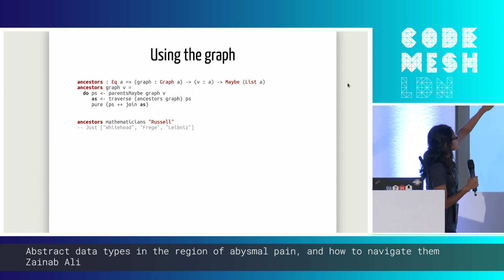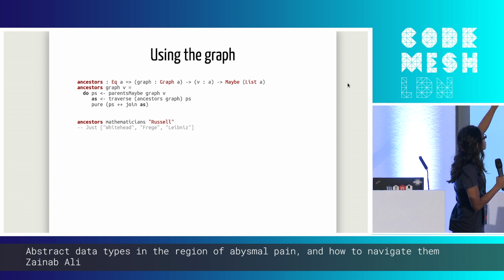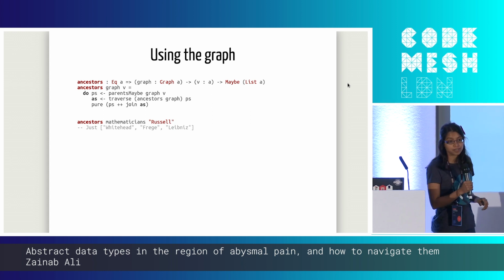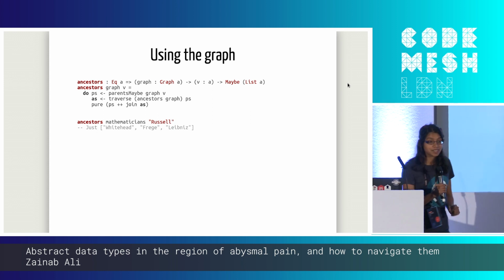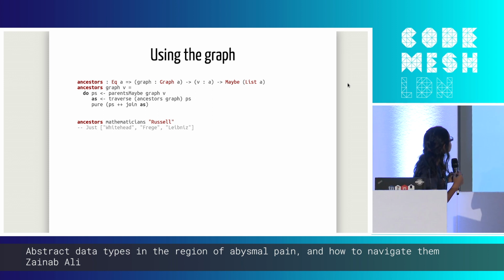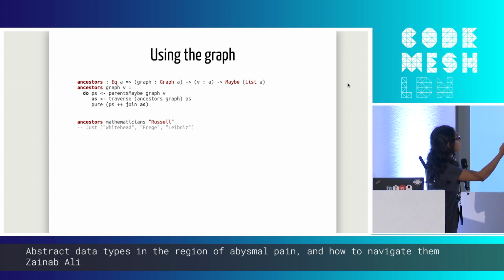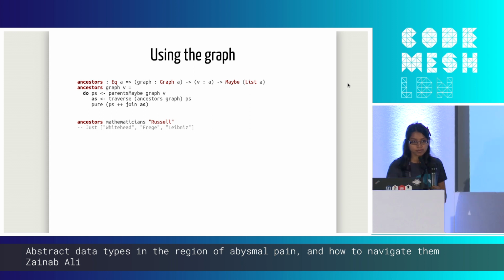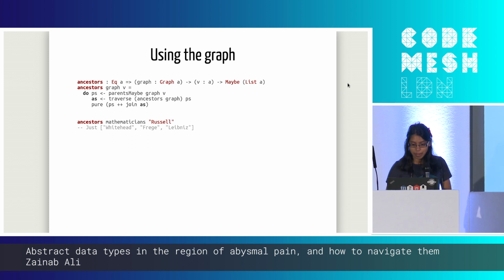And I have a lot of extra plumbing in here, such as traverse, pure, and join. These are all things that I use to deal with monads, which we need to do because we have both maybe and list. So if I now ask for the ancestors of Russell, I get a just of Whitehead, Frege, and Leibniz. We're all looking good so far.